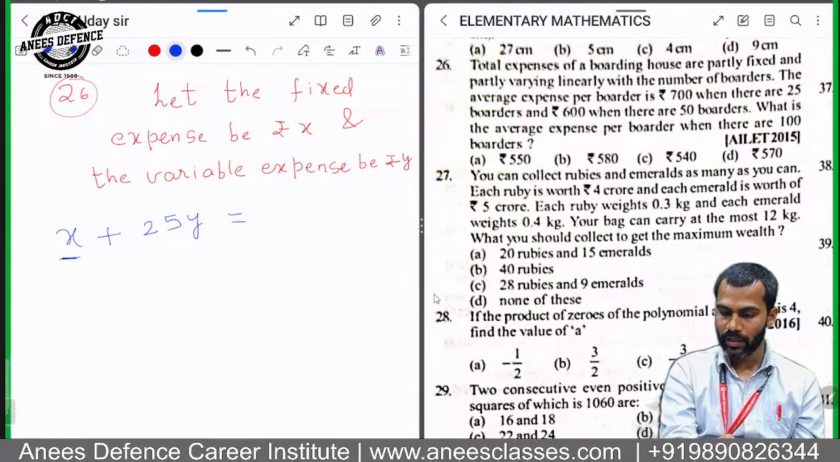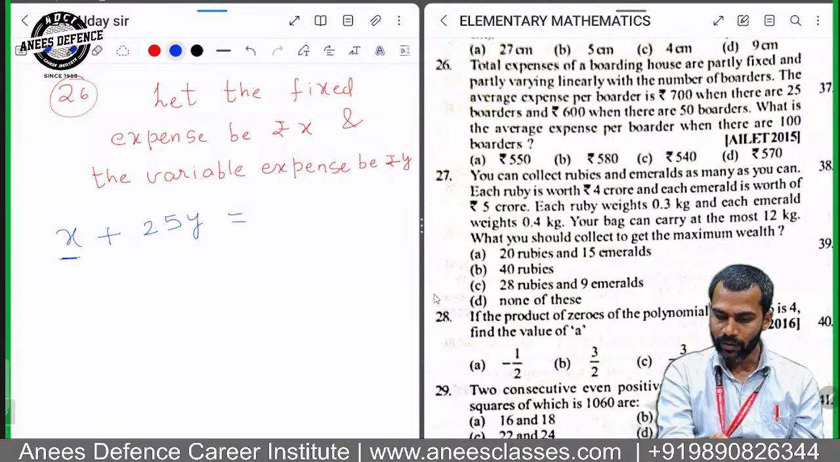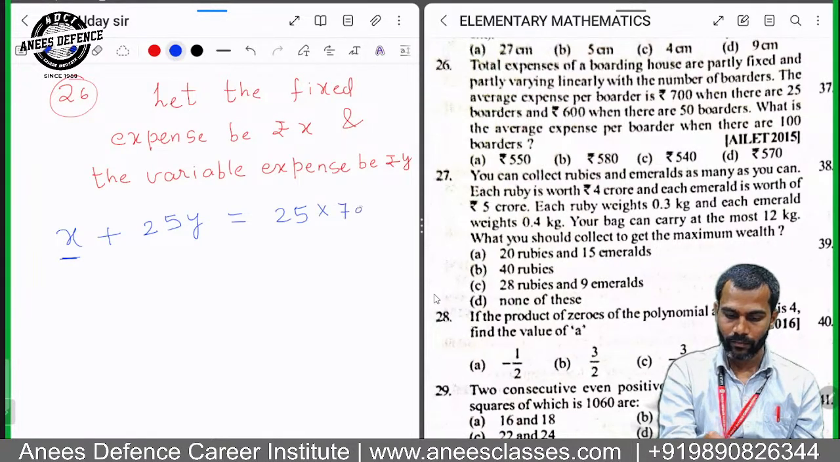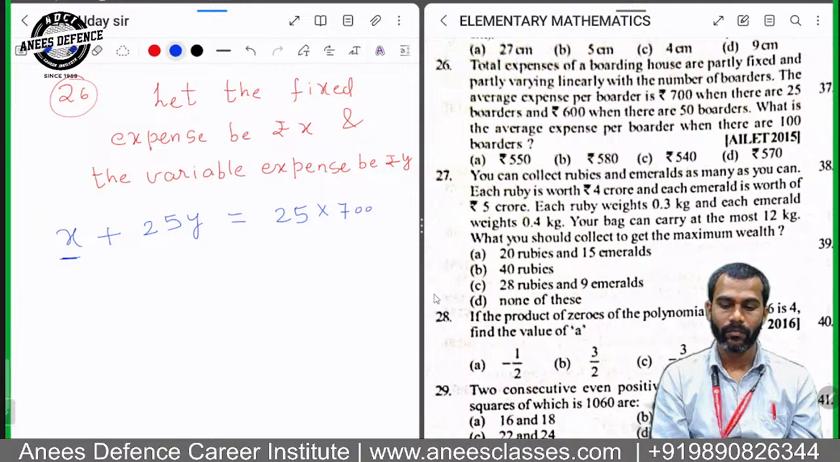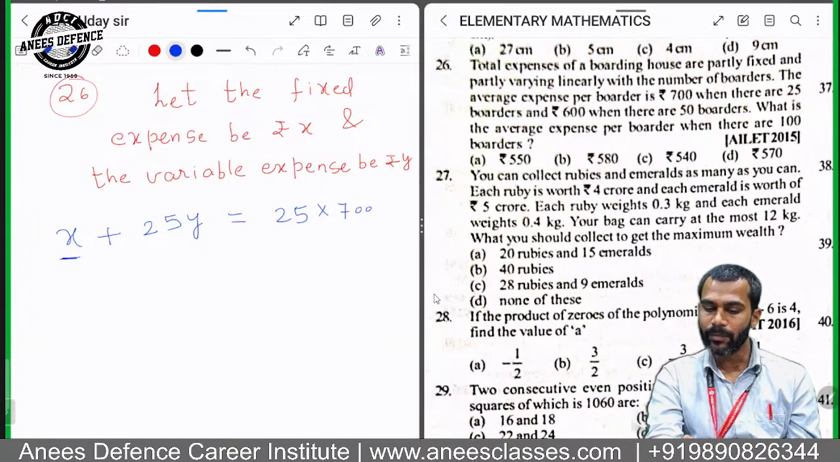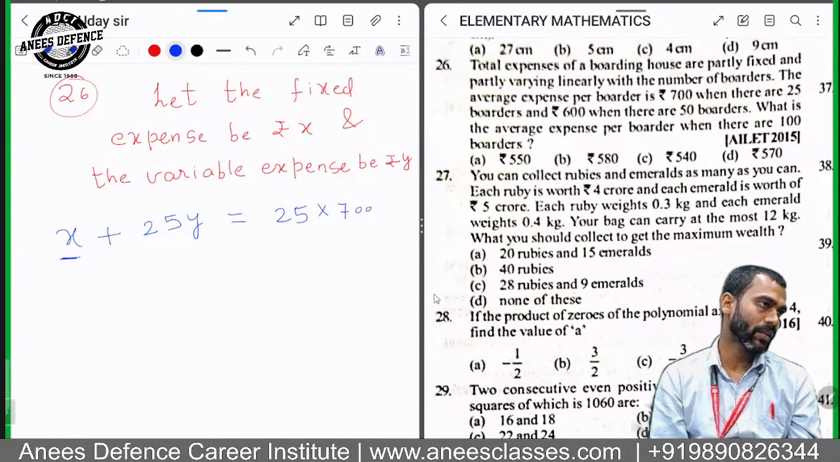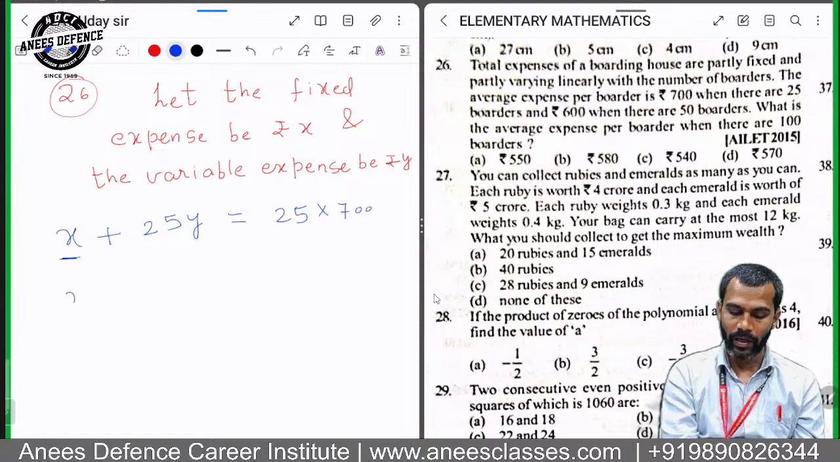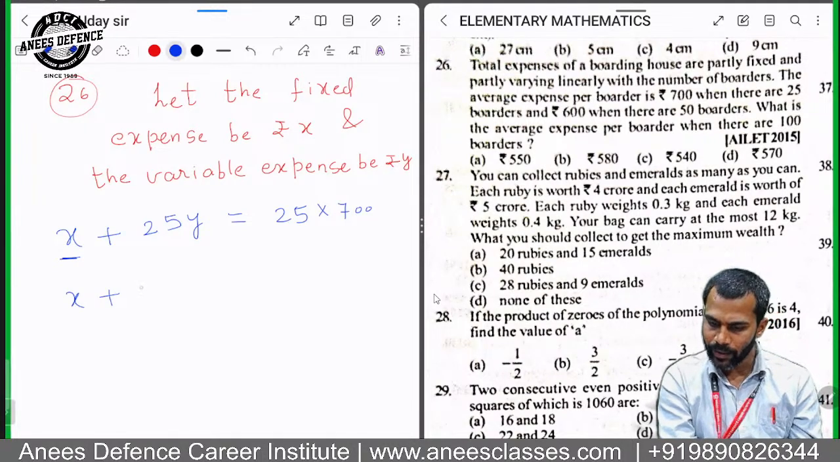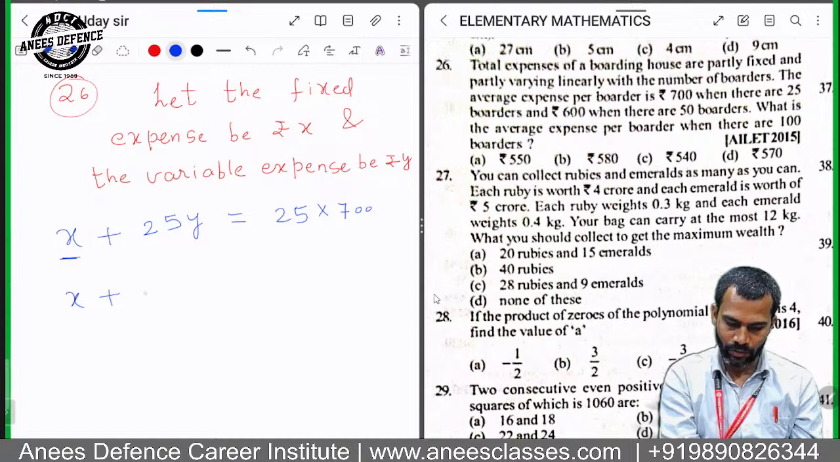And that is equal to 25 into 700. See, the average expense per border is 700 when there are 25 borders. So 25 into 700. Is it clear? Now, similarly, can I write x plus the next one, 50 borders? So 50 into y is equal to 50 into 600.